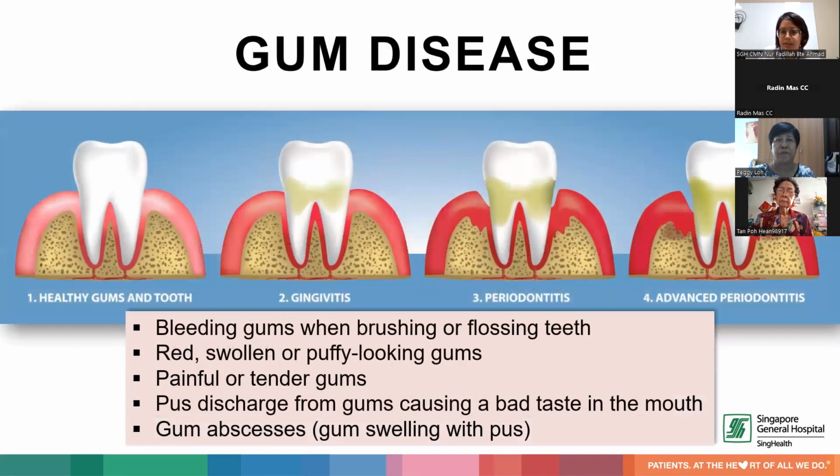Okay, so here are the stages of gum disease. As you can see from the first stage, it's actually healthy gums and teeth. The gums are pinkish in color. Then the next stage will be gingivitis.